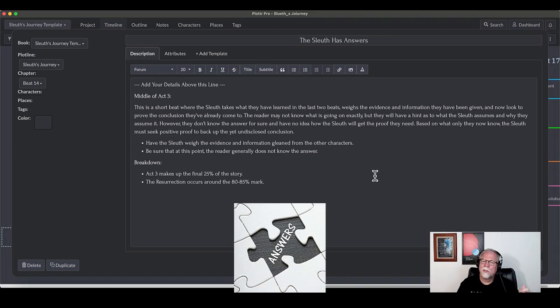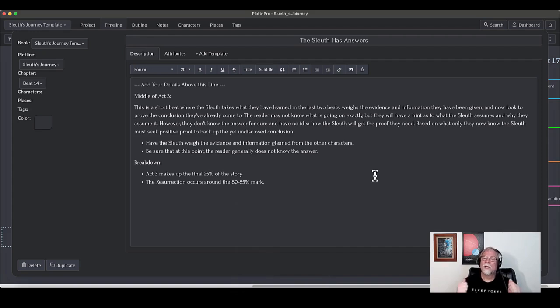but the sleuth has taken what they've learned in the last two beats. They weigh the evidence and information they have been given, and now they look to prove the conclusion they've already come to. They'll often come to this conclusion in the scene of the B story crisis and leave that crisis to pursue this, because now they've got a solution for the case. Okay. They don't know the answer for sure, but they have an idea of how to get the proof that they need.